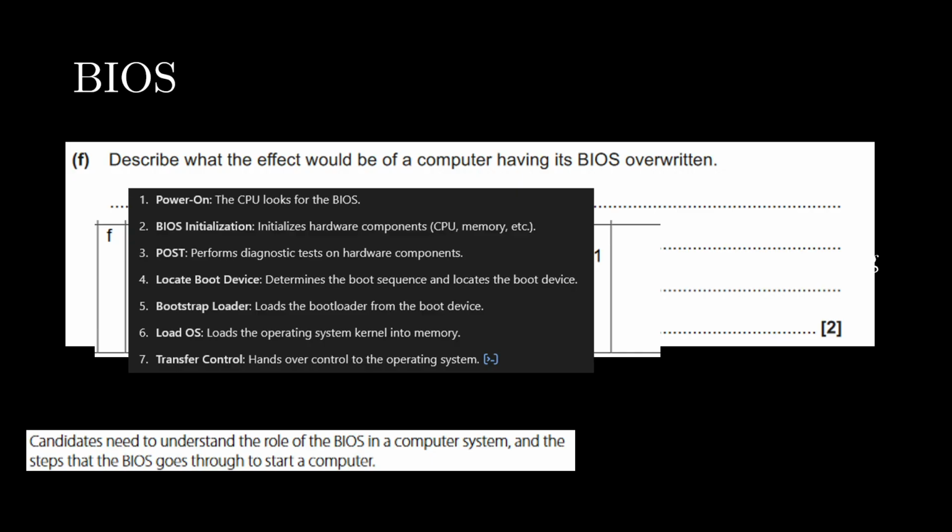Then it locates the boot device, loads the bootloader from the boot device, and then loads the operating system kernel into memory. And after that, we've loaded the operating system, so we just hand over control to the operating system, because that's what the operating system does.